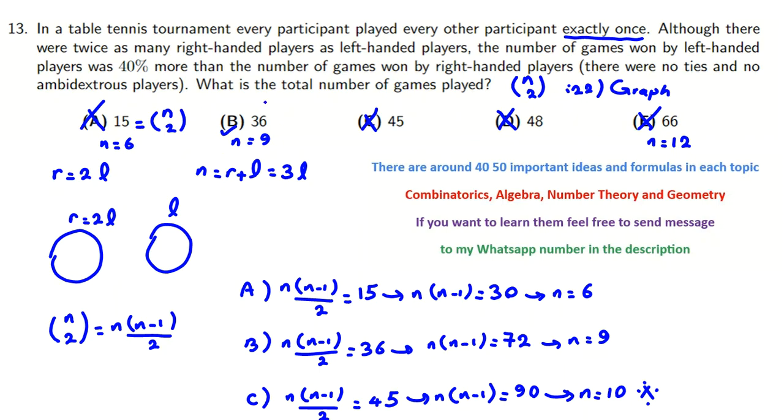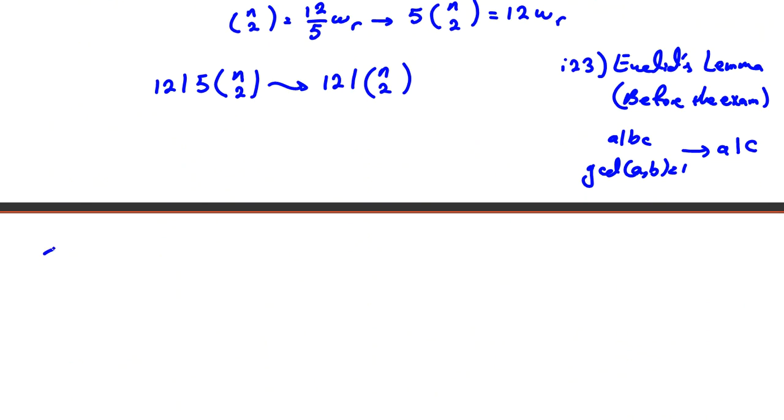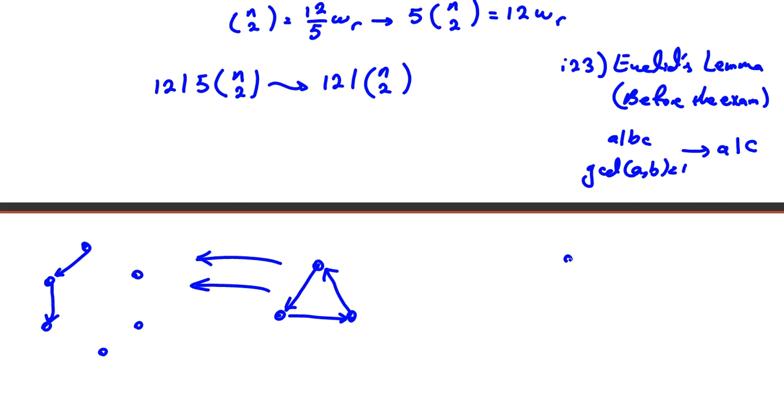Now let me give an example for this 36. For this one, N is 9, so L will be 3 because N is 3L. We have 6 right-handed and 3 left-handed players. We consider all edges between the two groups, and when we consider this one, A wins B. Now I want to show this example works.